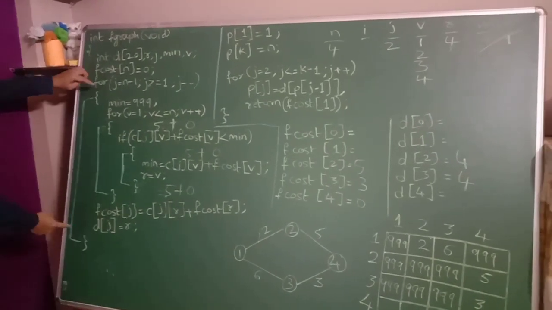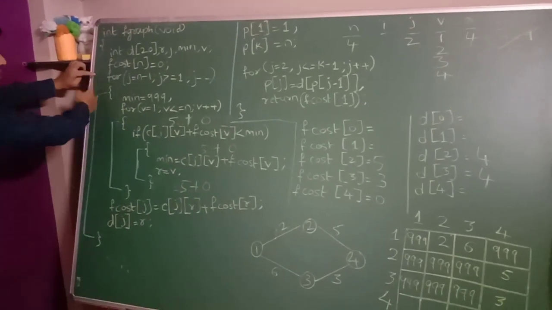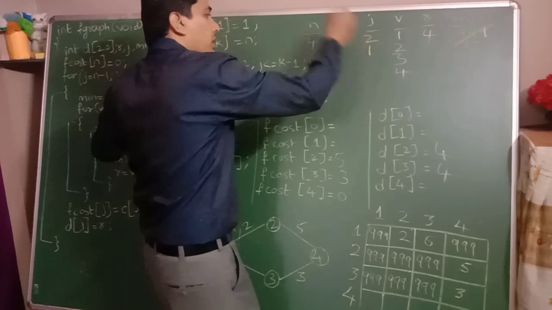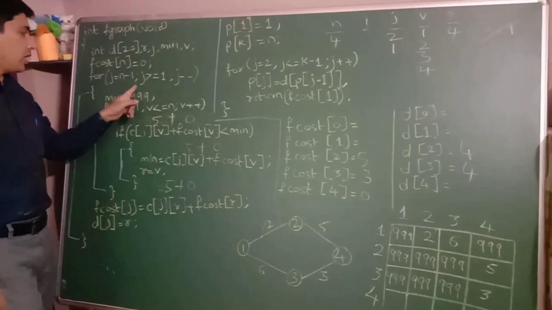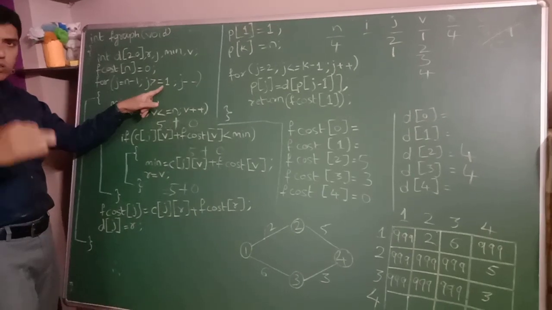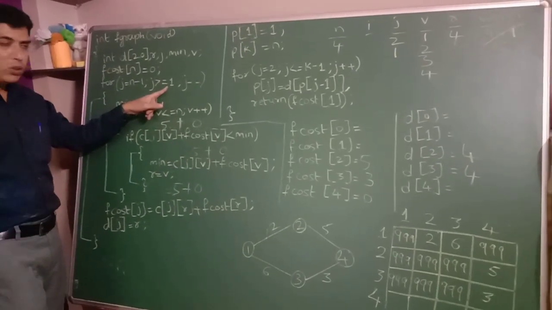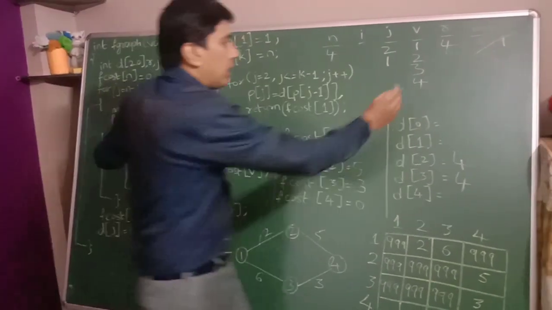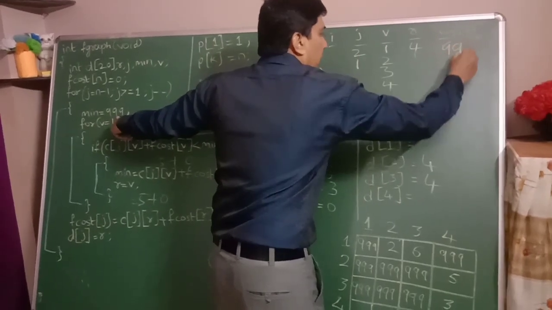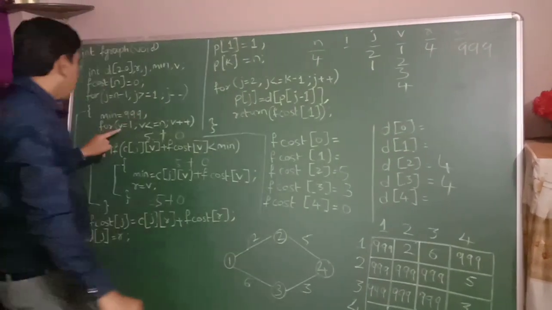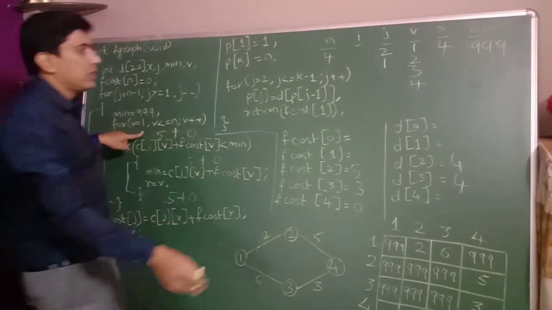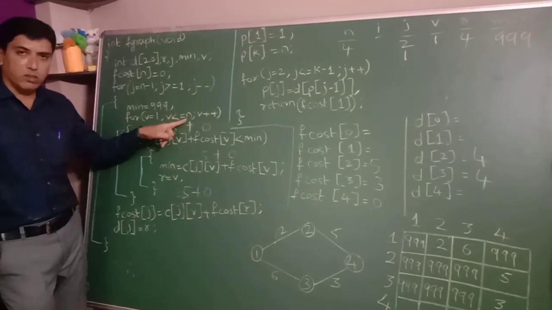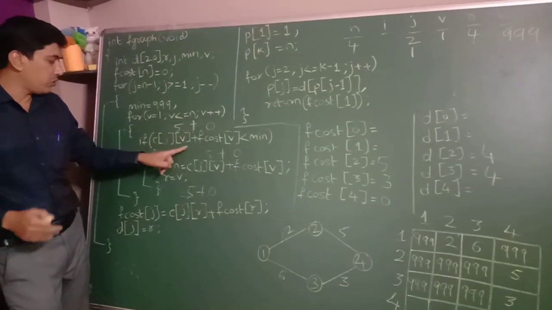Afterwards, right? So there is an outer loop, decrement the value of j by 1, right? Now the value of j will become 1, right? Is 1 greater than or equal to 1? Yes, the condition becomes true. When the condition becomes true, min is equal to 999, right? Initialize the value of min with 999. Now for v is equal to 1, initialize the value of v with 1. So is 1 less than or equal to 4? Yes, the condition becomes true, right?